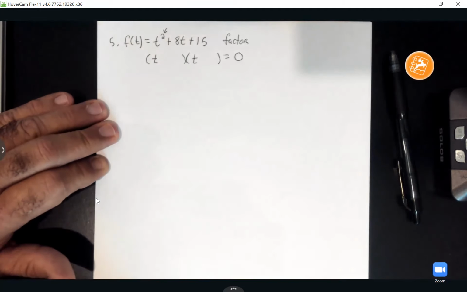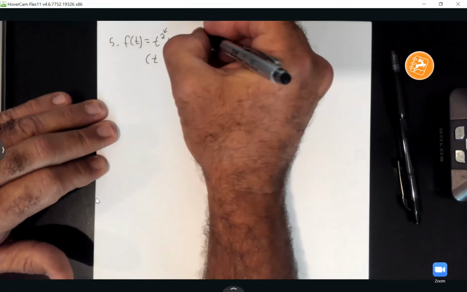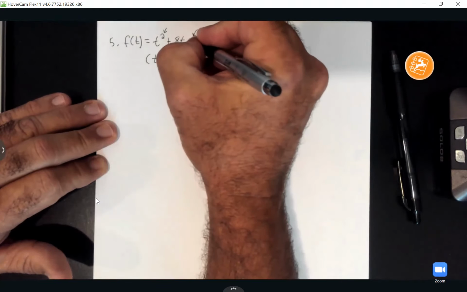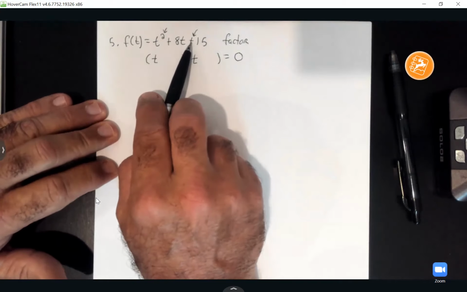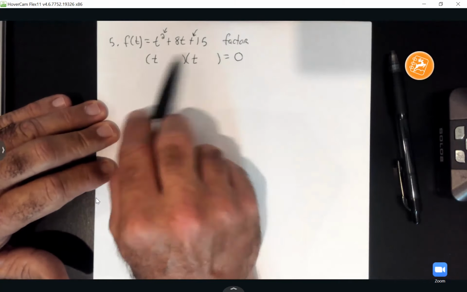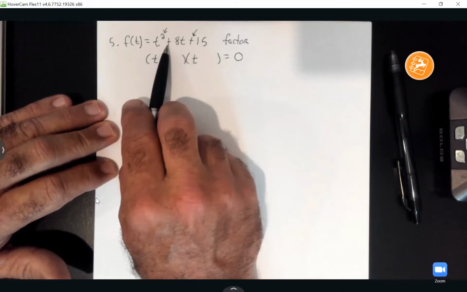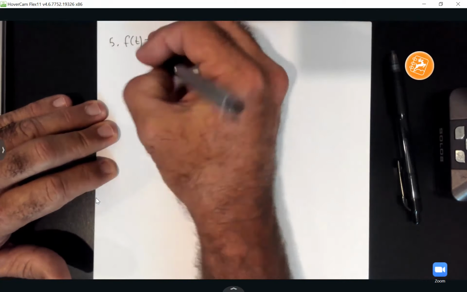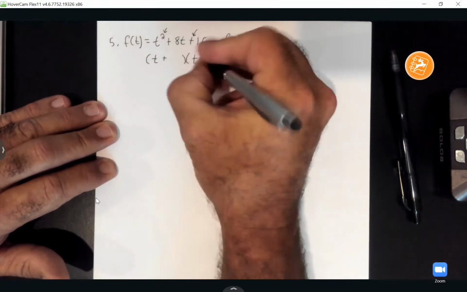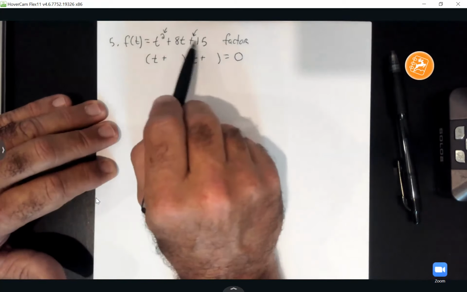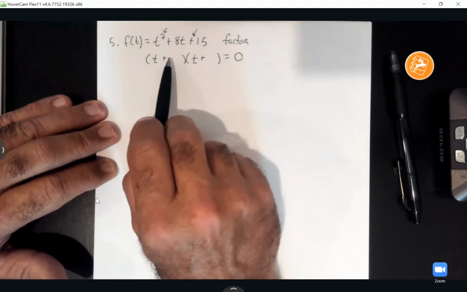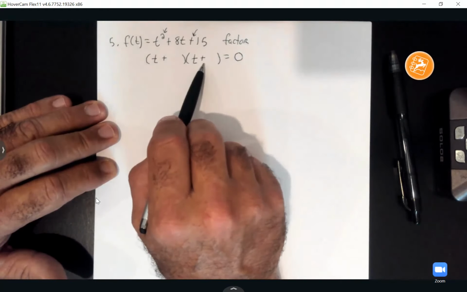So now I'm going to figure out what signs I'm going to have. This last number is a positive 15. Anytime the last number is positive, both of these factors here will have the same sign as that middle number. So since the 8 is positive, both of these will be positive like the 8. Now, if the last number is negative for you, you'll have 1 positive and 1 negative, okay?